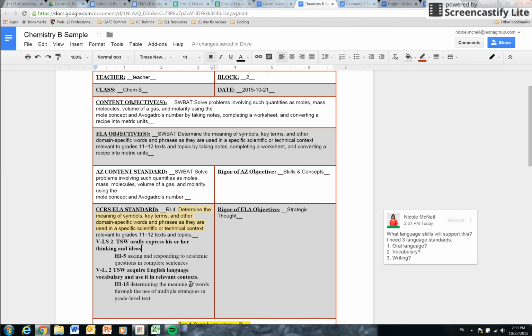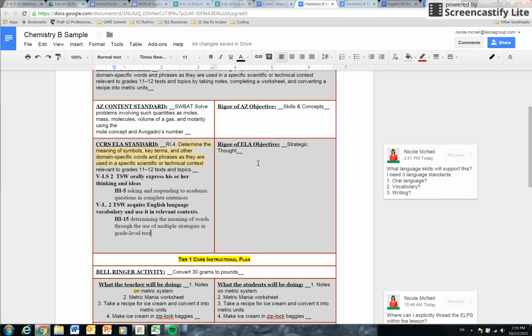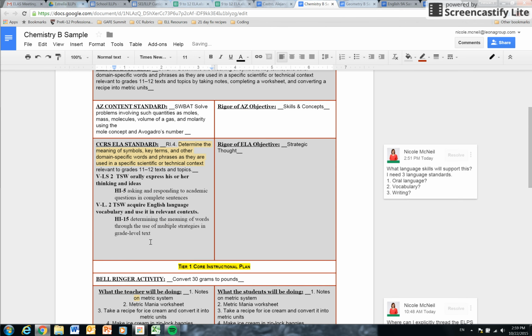And then I went in and I found a vocabulary one. I want them to acquire vocabulary by determining the meanings of words using multiple strategies in grade level text. And that's what I'm asking them to do here. I want them to use symbols, key terms, domain specific words, and I'm going to show them strategies to do that. Now I'm missing one. I'm missing the writing one. So what writing standard would help my students take better notes, complete a worksheet, or convert a recipe?